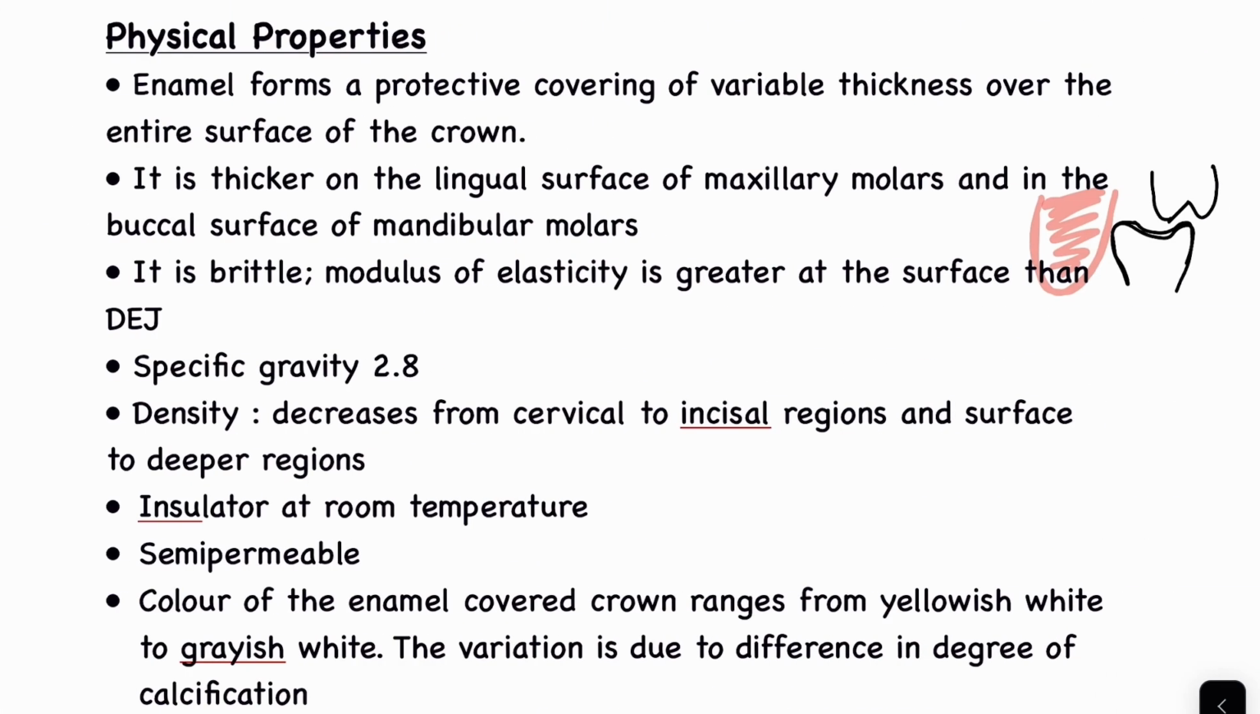Okay. So physical properties, enamel forms the protective covering of variable thickness over the entire surface of the crown. So we know that if this is a tooth, the outermost covering of the tooth is called enamel. It is thicker on the lingual surface of maxillary molars and buccal surface of mandibular molars.